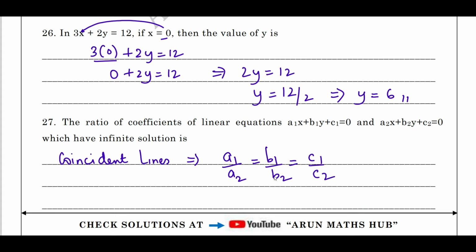Coincident lines have infinitely many solutions, and the condition is what? a1 by a2 equals b1 by b2 equals c1 by c2. Students, based on this condition, definitely you can expect a 1 plus 1 2 mark, that is 1 MCQ plus 1 mark question.